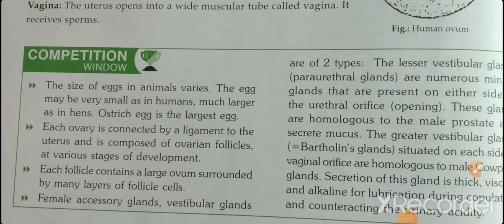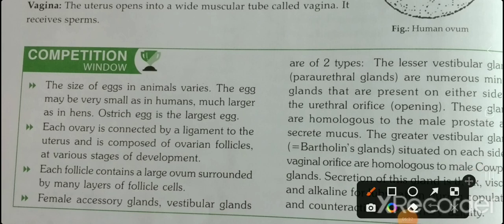as the computation window. So see here, the size of the eggs in animals varies, right? So we cannot say all the egg sizes are small. It may be larger or it may be smaller. The very largest egg we consider is the ostrich egg, and the very small is in the human. Okay, so compared to the hen's egg, human eggs are smaller, right?